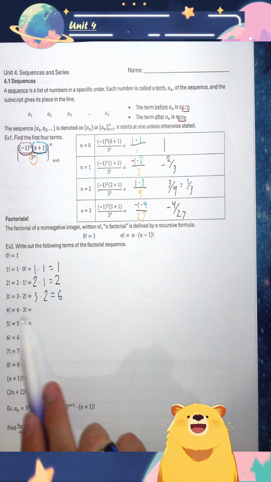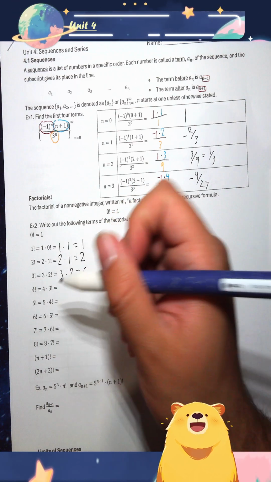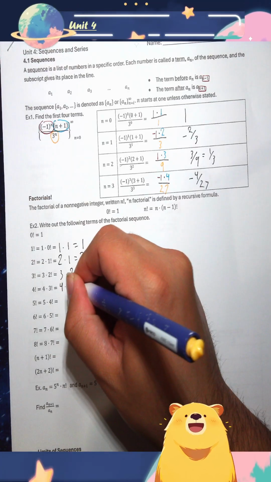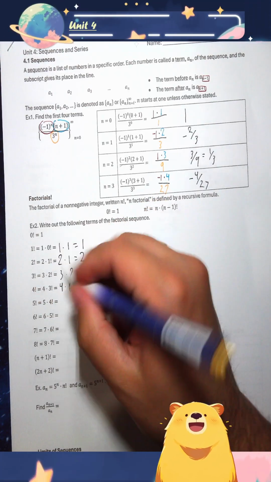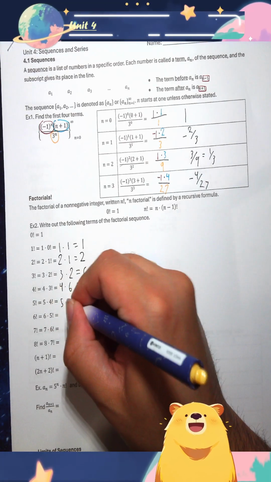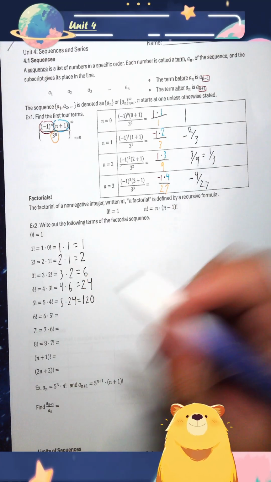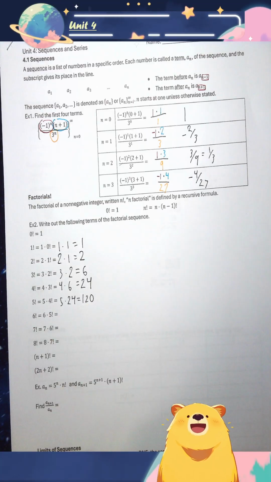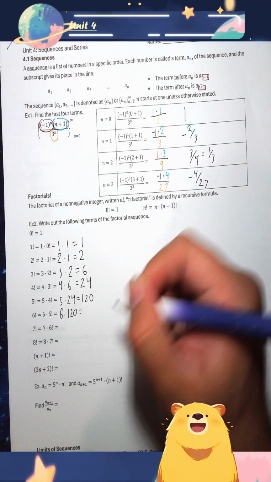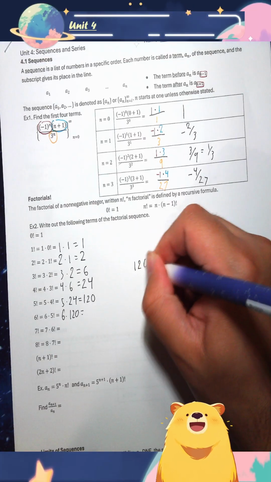Now, you would think this guy is 12, but it's not 12. 4 factorial is 4 times 3 factorial, 4 times 6, because 3 factorial is actually 6, which is 24. 5 factorial is 5 times 4 factorial, which is 24, which is 120. And then 6 factorial is 6 times 5 factorial, so 6 times 120. I'll do that math out loud real quick.